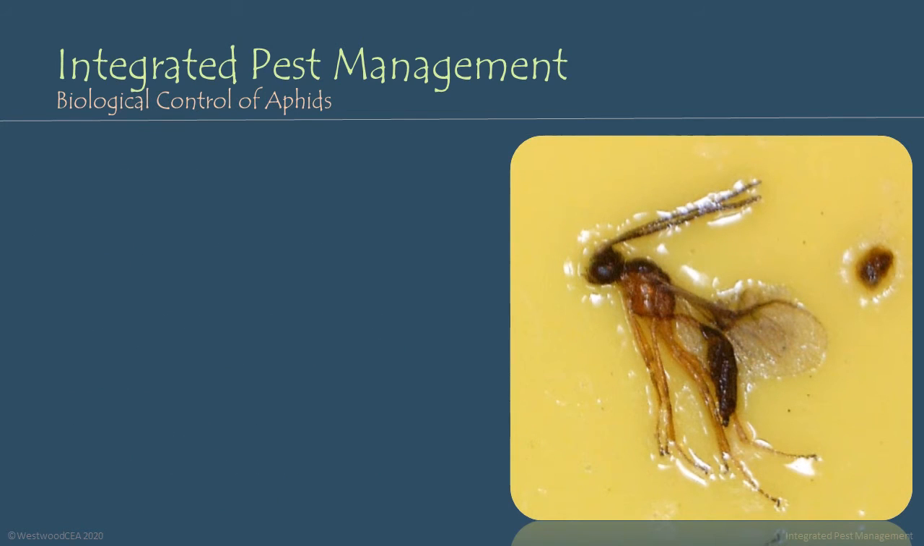So we're going to look at some different biological controls of aphids and beneficial insects that we very commonly utilize in growing environments to prevent an outbreak of aphids. The first beneficial insect that we're going to look at is the Aphidius wasp. Aphidius wasps have long, slender bodies and large, flat wings.